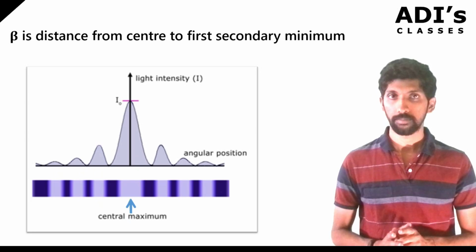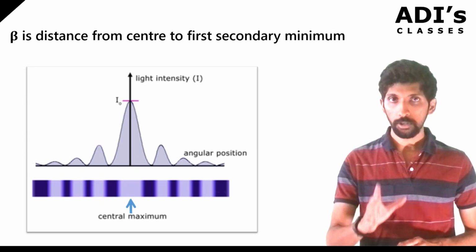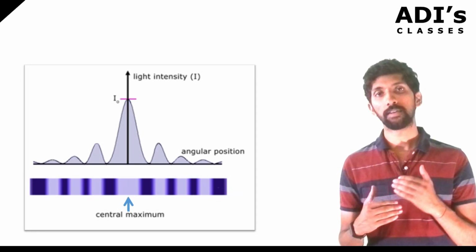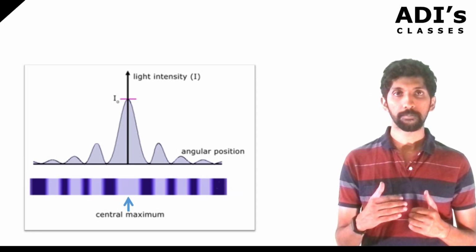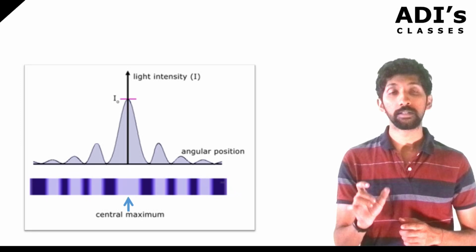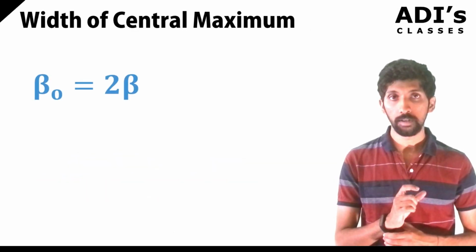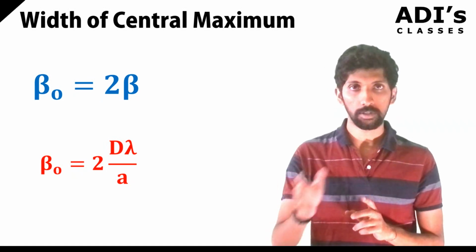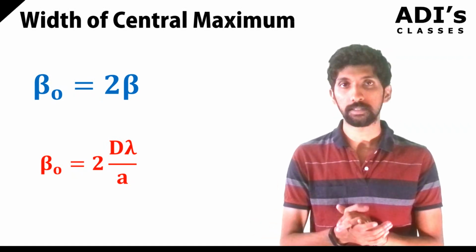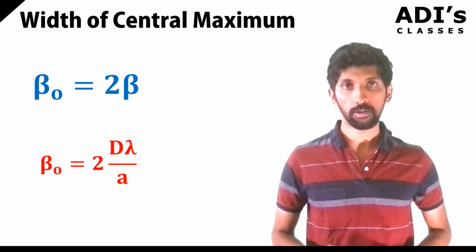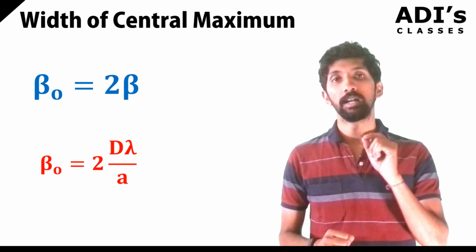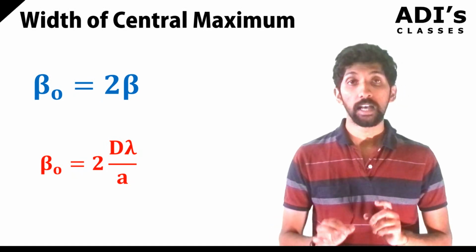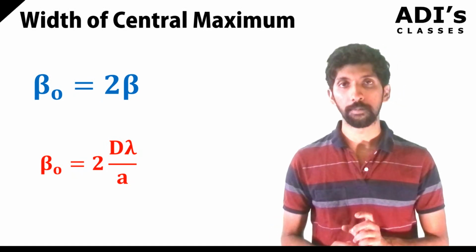So beta naught will be 2 times beta, where beta is the distance from the center to the first secondary minimum. If you look at the figure, from the center we have lambda by a, correct? So in total, the width of the central maximum will be 2 times beta. So beta naught is 2 times beta, this is what we were discussing. So we have beta naught equal to 2 D lambda divided by a. This is what we get as the width of the central maximum.